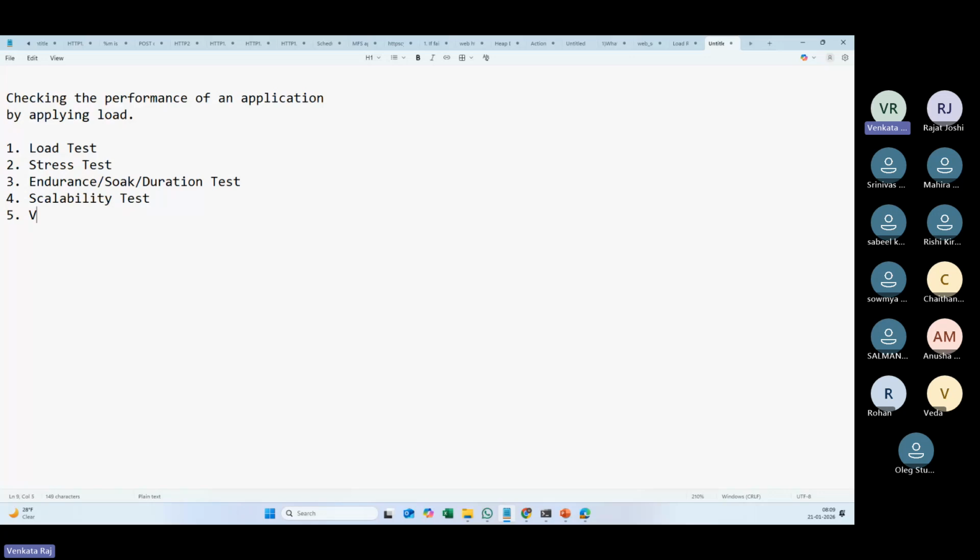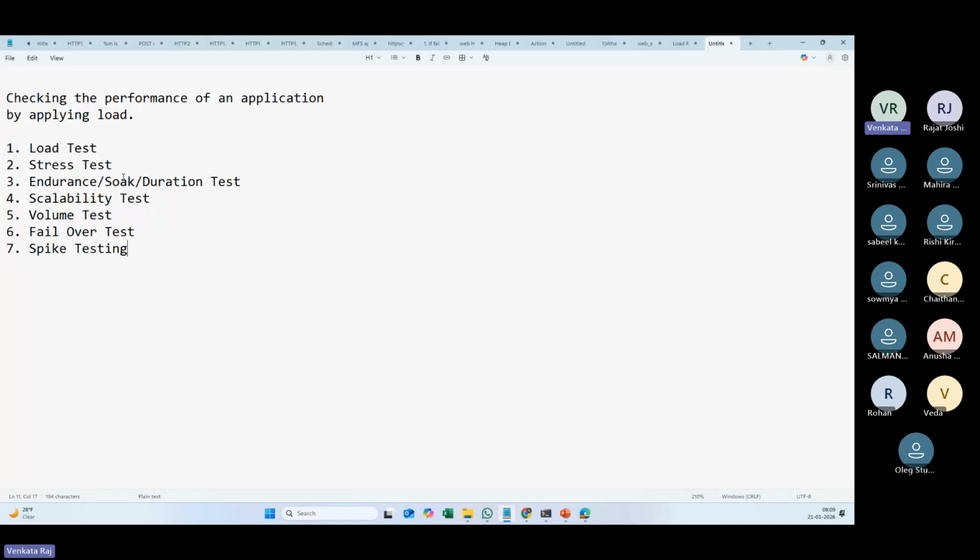Fifth is, let's say, a volume test. Sixth is a failover test. Okay, these should be good enough. We can discuss a couple of points on, let's say, spike testing as well. So in today's session, we will discuss 1, 2, 3, 4, 5, 7.